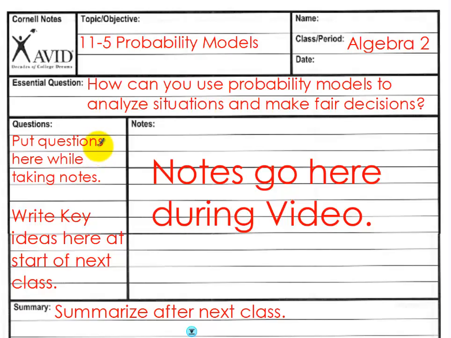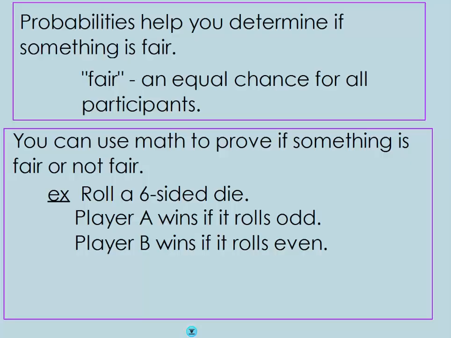Welcome Algebra 2. This is 11.5, Probability Models. The essential question is, how can you use probability models to analyze situations and make fair decisions? Let's begin. So probabilities help you determine if something is fair. So we're actually using these in real life examples, and this is what you can use in your day-to-day lives.